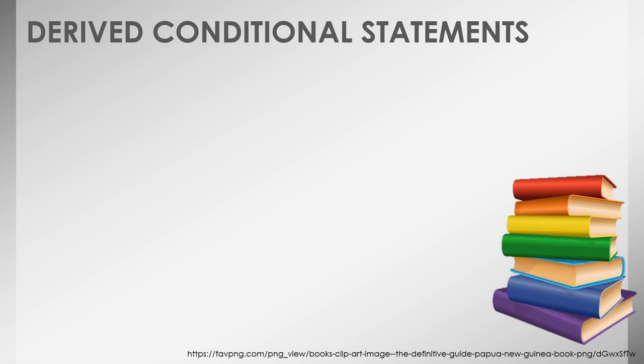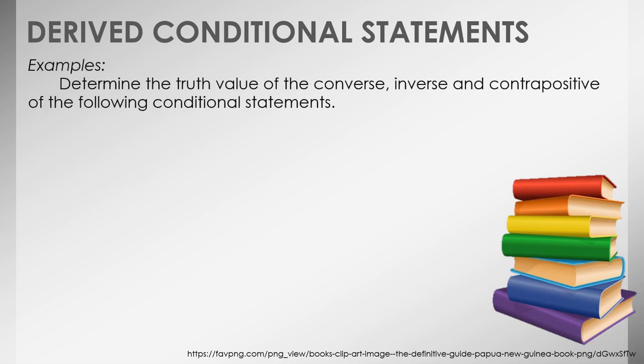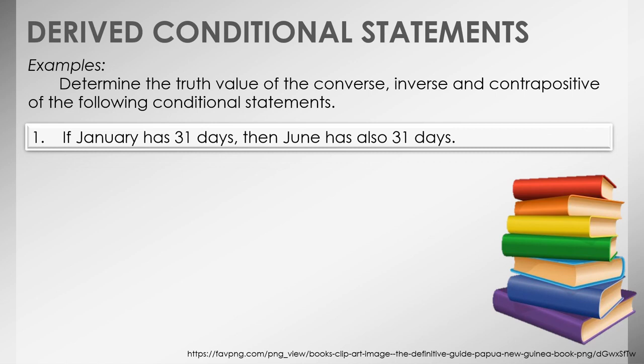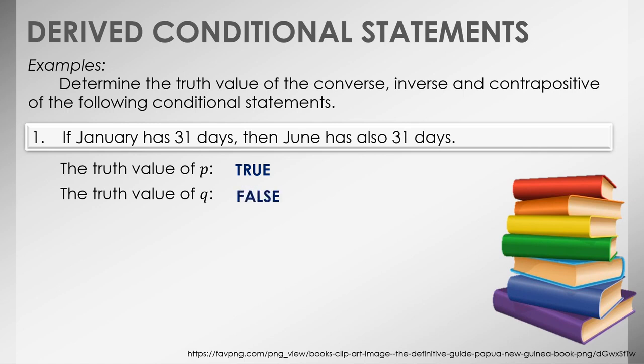To understand more about the derived conditionals, we have these examples. In this example, we are to determine the truth value of the converse, inverse, and contrapositive of the given conditional statements. For the first example, we have this. To make it easier for us to determine the truth value of these derived conditional statements, let us first determine the truth value of the P and the Q statements separately. Observe that the P statement is indeed true, since the month of January really consists of 31 days. However, the Q statement is false, since the month of June consists only of 30 days.